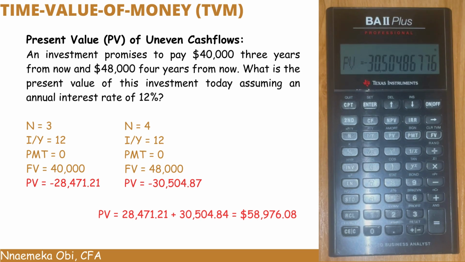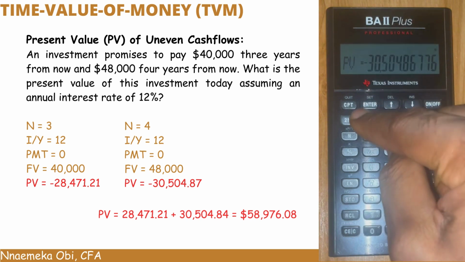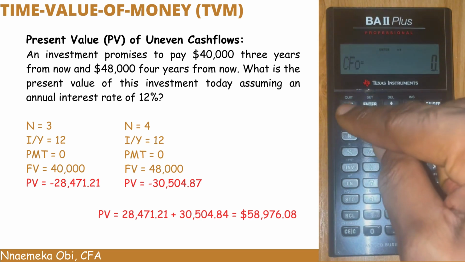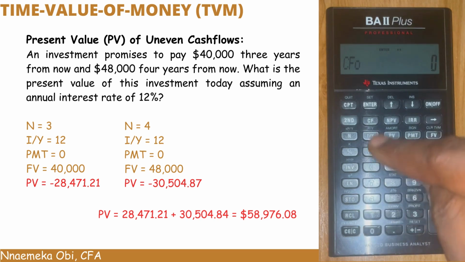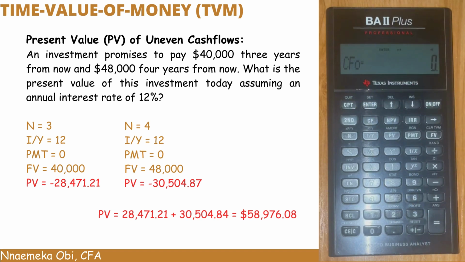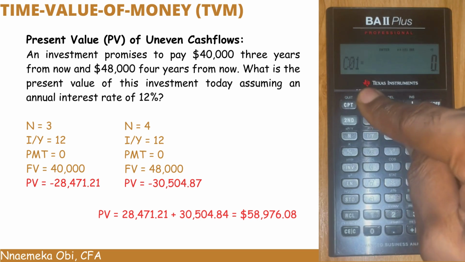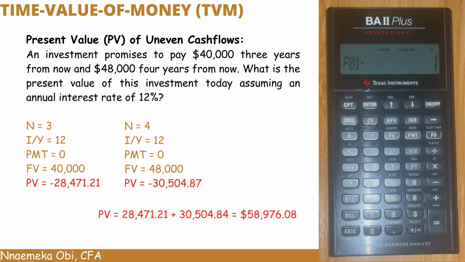Now we are going to use the cash flow worksheet to also compute our present value. So we are going to press CF. So we'll press second function CLR WRK to clear the cash flow worksheet. Now we have that cash flow at time 0 is 0. So we'll press 0, we'll press enter. We'll press arrow down. Now for cash flow at time 1, there is no cash flow at time 1. So we'll leave it as 0. We'll press enter. We'll press arrow down.